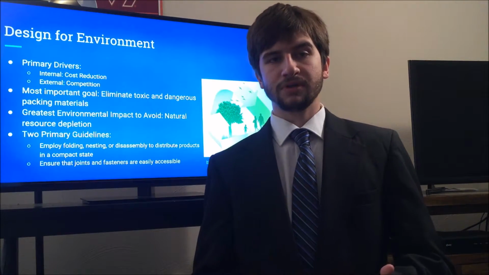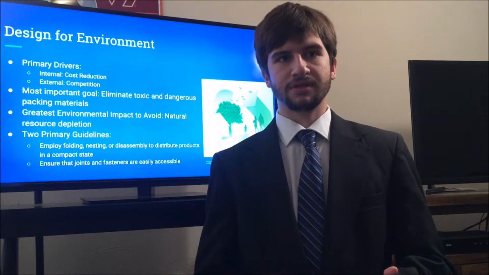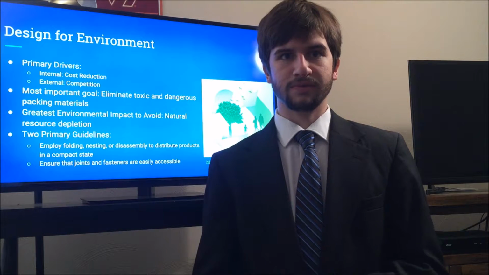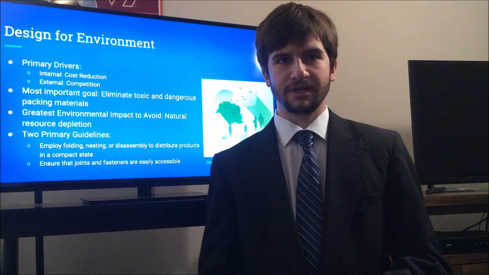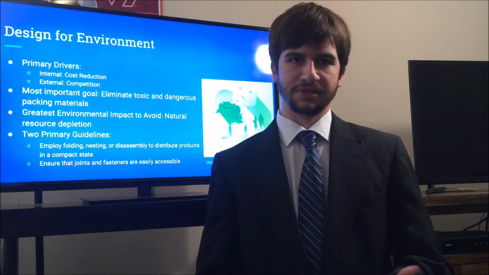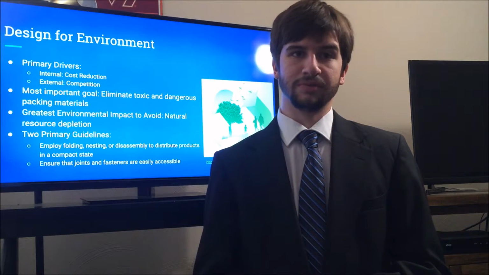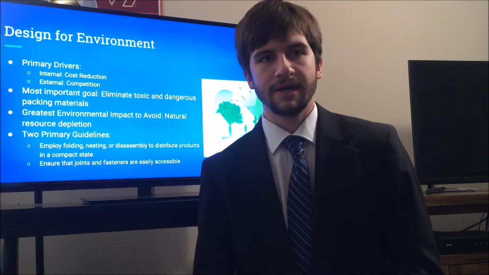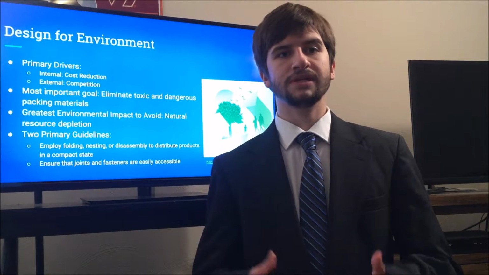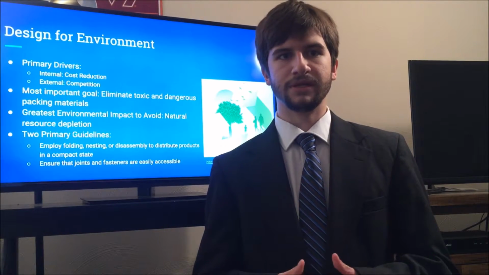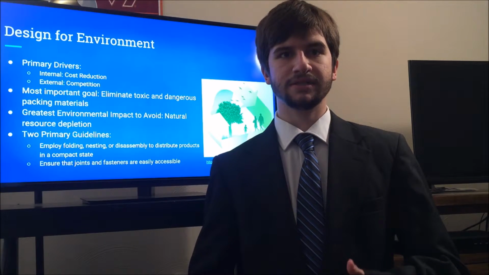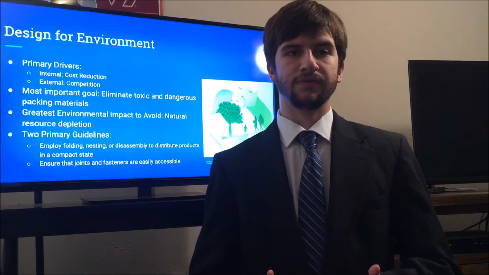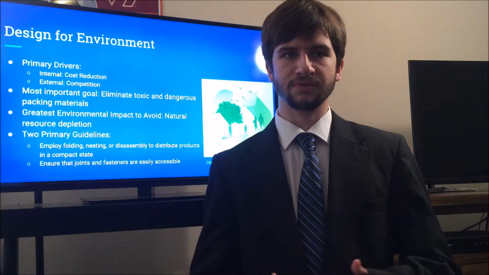So one of our most important goals for this project to reduce environmental harm would be to eliminate toxic and dangerous packing materials, which could be very dangerous in a landfill or to people buying the product. One of the greatest environmental impacts we'd like to avoid would be natural resource depletion, because that would mean wasting of materials, and if we can cut down on that, it would also lead to reduced costs.